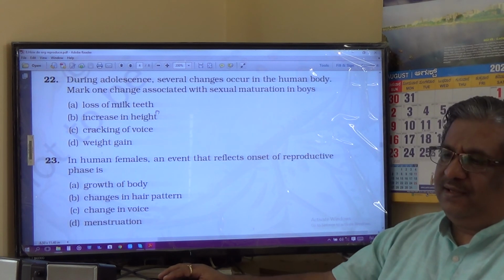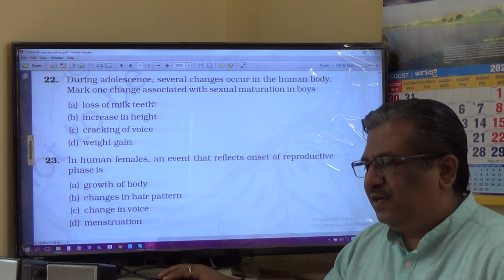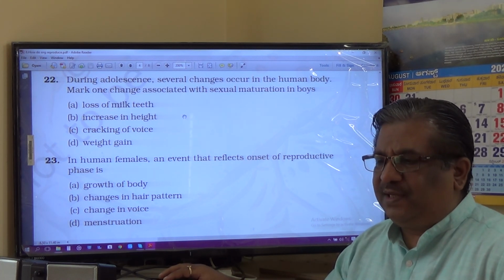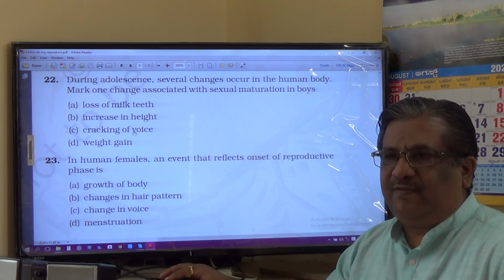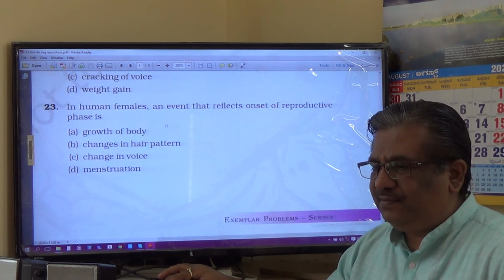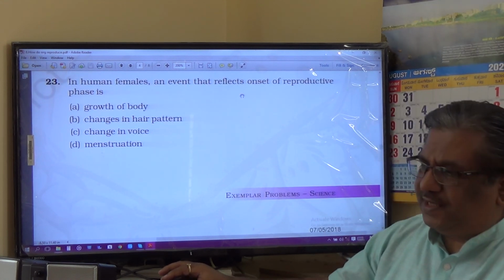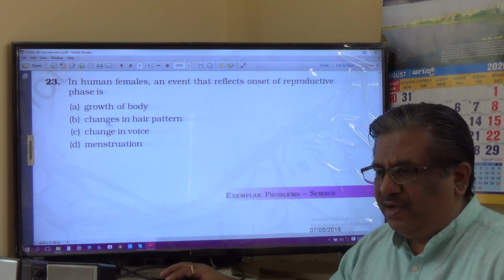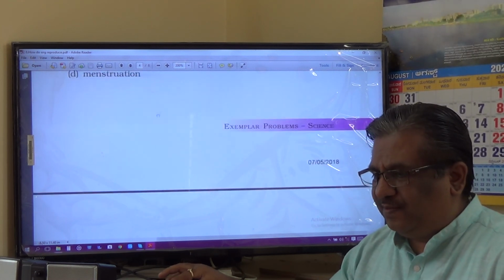During adolescence, several changes occur in the human body. Mark one change associated with sexual maturation in boys. Loss of milk teeth, increase in height, cracking of voice, weight gain. Cracking of voice should be the answer. In human females, an event that reflects onset of reproductive phase is menstruation. That should be the answer for this.